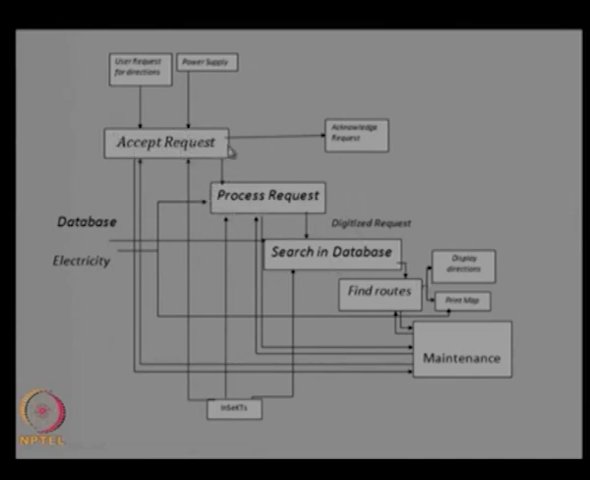So, the output from this will be going to the process request, where the request will be processed, and the process request will be sending the data to the search in database function. So, here the digitized request will be passed to this function, and then the output will be passed to the find routes function, and then finally the output will be given from here. So, these are the 4 functions which can be identified from the A0 function.